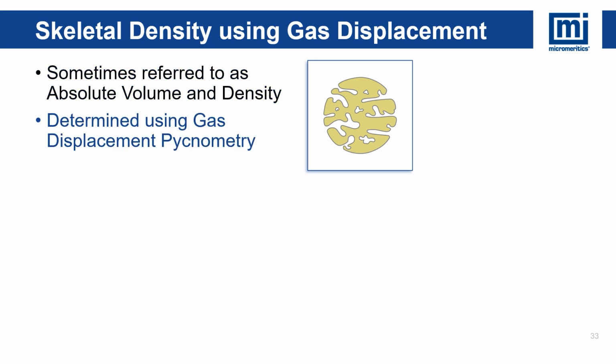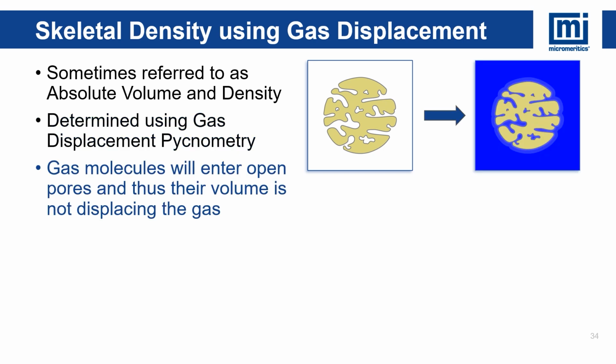As we said, we determine the skeletal density by determining the skeletal volume using the technique of gas displacement pycnometry. We surround the sample in a calibrated container with a free-flowing gas. Now, the gas molecules are able to enter into any open porosity, so the volume of the open pores is not displacing gas. So what we have is the volume of the object less any open porosity. Now, we can calculate a skeletal density from that skeletal volume, and if there are no closed pores, we might say that that gives us the absolute density.